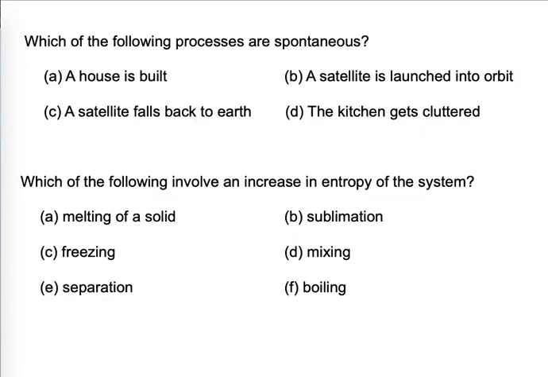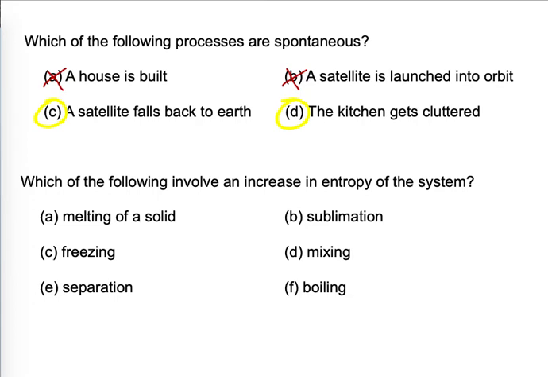So, which of the following processes are spontaneous? Which of these occur without outside intervention? A house is built? Nope, got to intervene to do that. A satellite is launched into orbit? Nope, that takes outside intervention. A satellite falls back to Earth? Absolutely, they all will at some point. The kitchen gets cluttered? That happens spontaneously, at least in my kitchen.